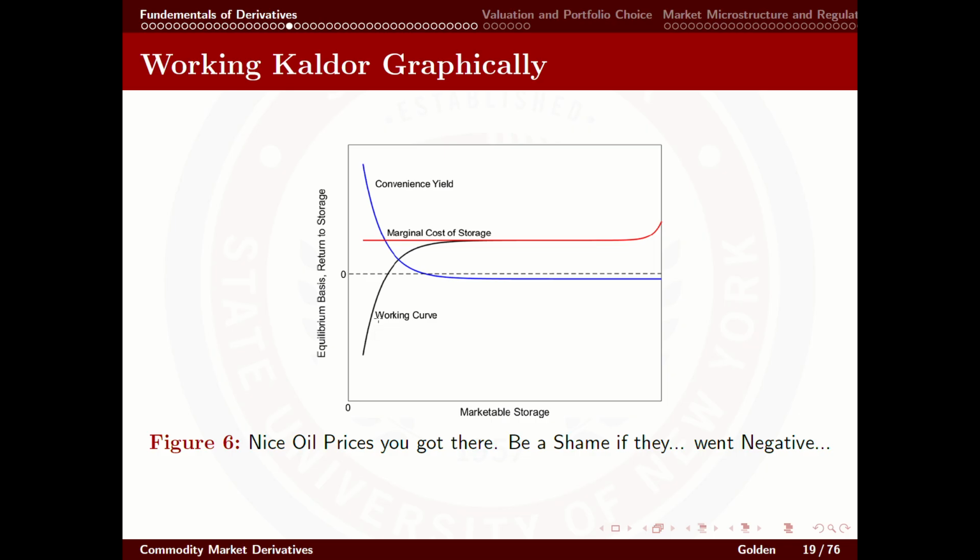And at some value, you really want to have some extra amount of the commodity. So there's a negative basis because this is the equilibrium basis of the returns to storage. There's a negative basis because it's good to have storage on hand, and then pretty quickly it converges to the marginal cost of storage, and then eventually the price just skyrockets when you run out of storage. Nice oil prices you got there. It'd be a shame if they went negative.